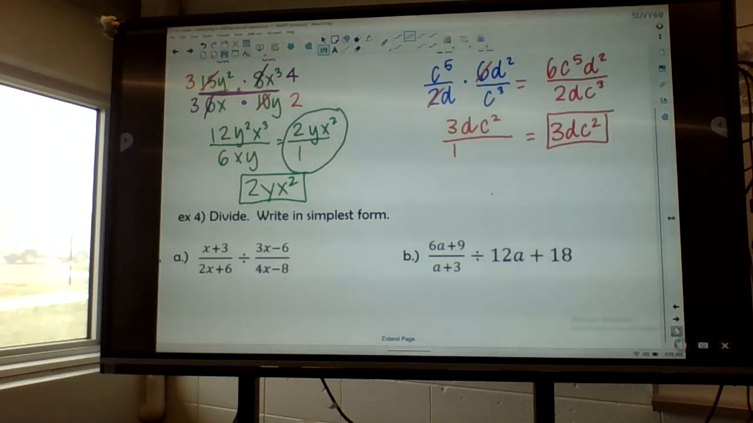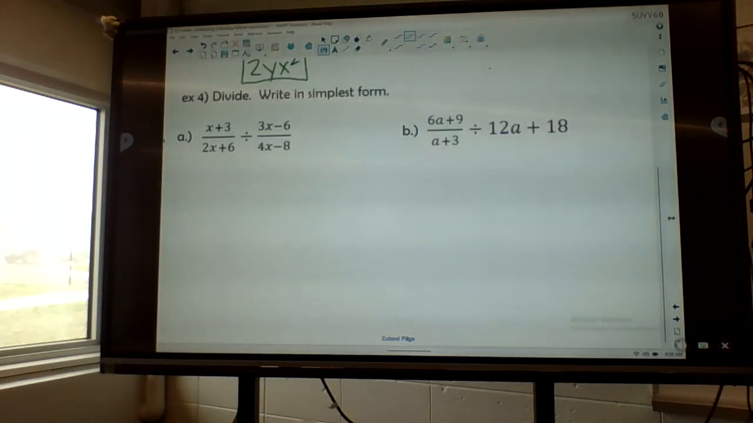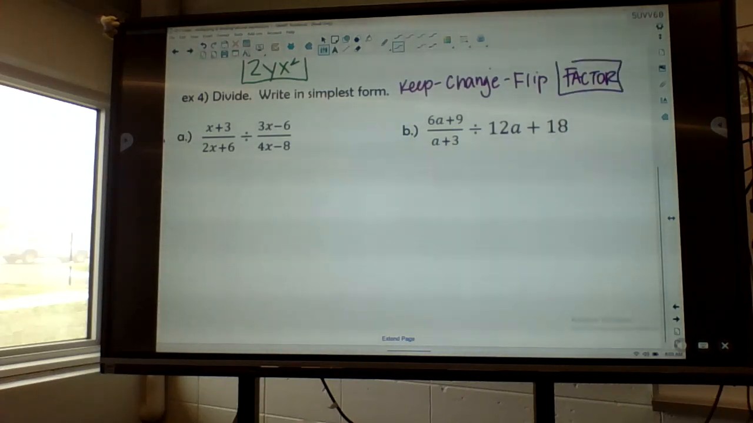All right, our next ones with division now become a little bit more complicated. Anytime you see the plus signs and minus signs in them, think factor. So we're going to do the keep, change, flip, but then we have to remember to factor. So we're going to keep, change, flip. And then we'll factor. And we know to do that because of the plus and minus. There's more rules that come with addition and subtraction than with multiplication and division. So in these cases.